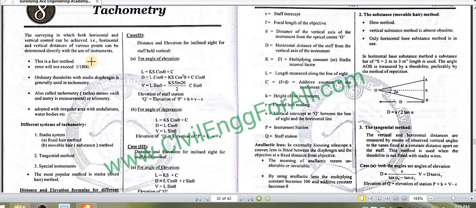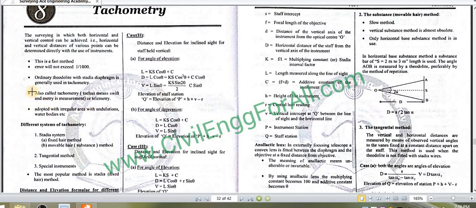The ordinary theodolite with a stadia diaphragm is generally used as a tachometer. So basically you don't have to buy any other instrument because it comes with your theodolite only. This instrument is also called a tachometer. It can be a theodolite, it can be a tachometer. It is adapted to irregular areas with undulations and water bodies.